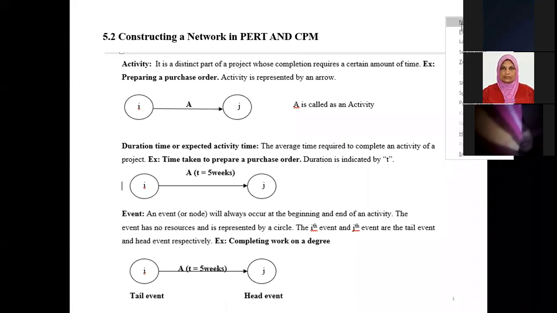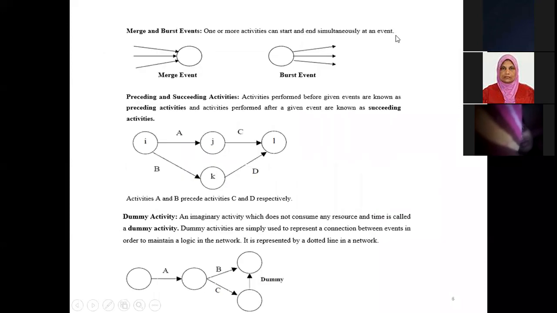Right. Now, another important network diagram: there will be merge and burst events. Parallelly, there will be two or three or four activities functioning at the same time, and they end parallelly with one event. So now, like this, parallelly with one event, at the same time.